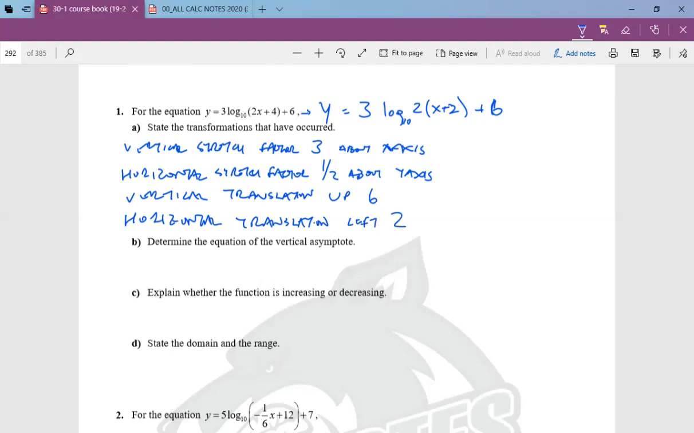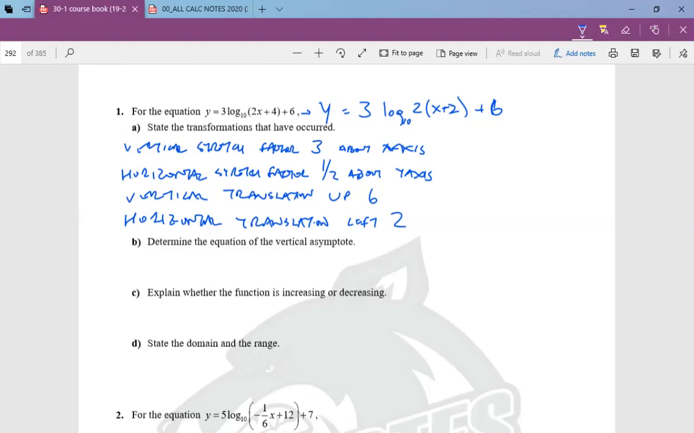Again, as we've talked about before, we list our stretches and reflections first, and then we would list our translations afterwards. It doesn't really matter the order between vertical and horizontal, which we do first within those, but for sure we have to list our stretches first and then our translations.